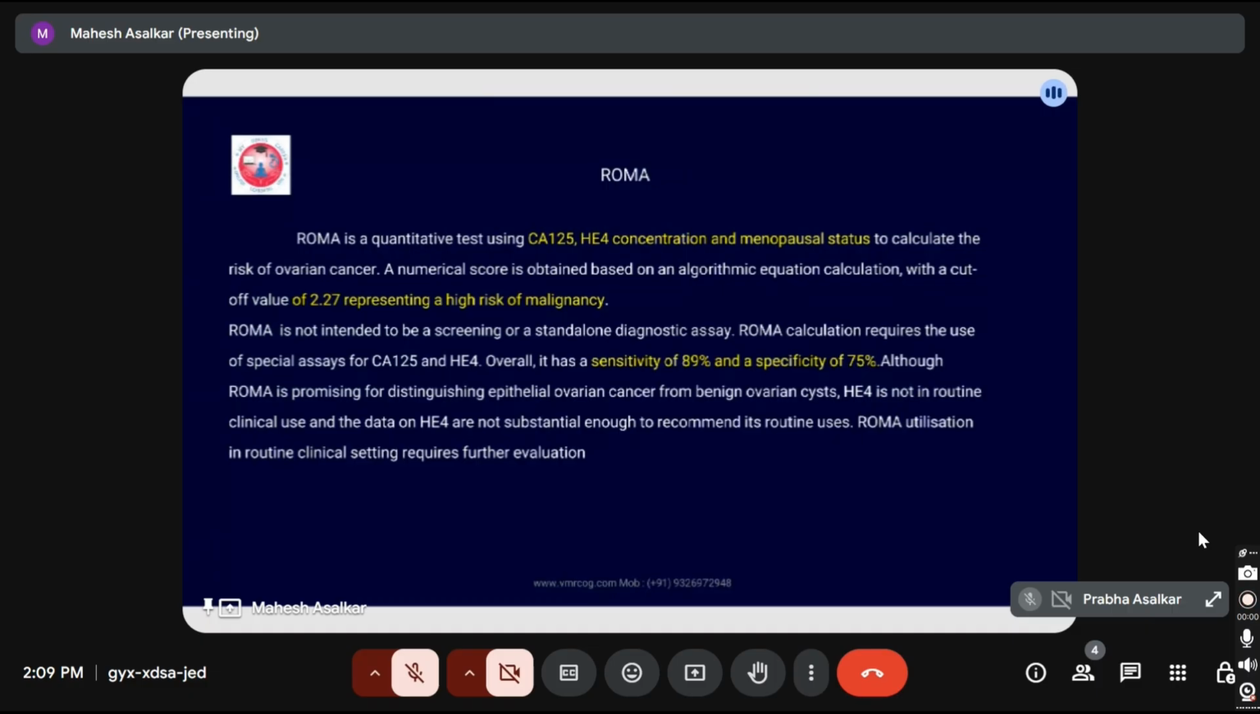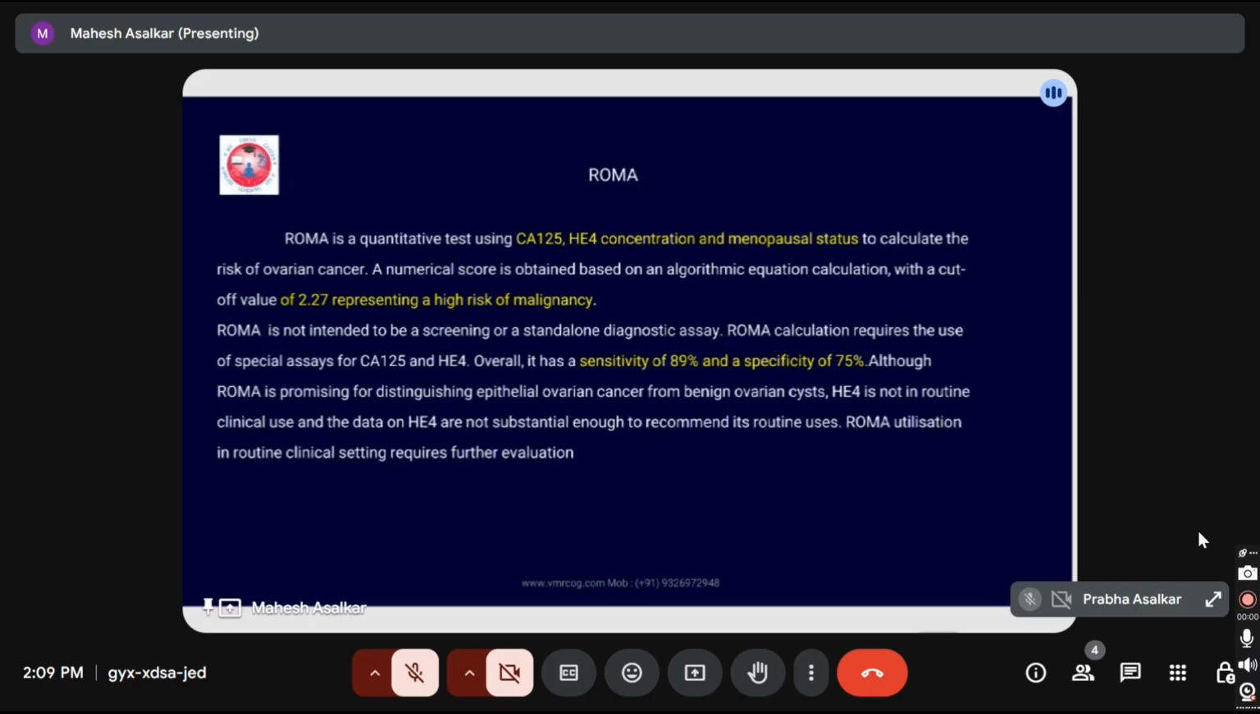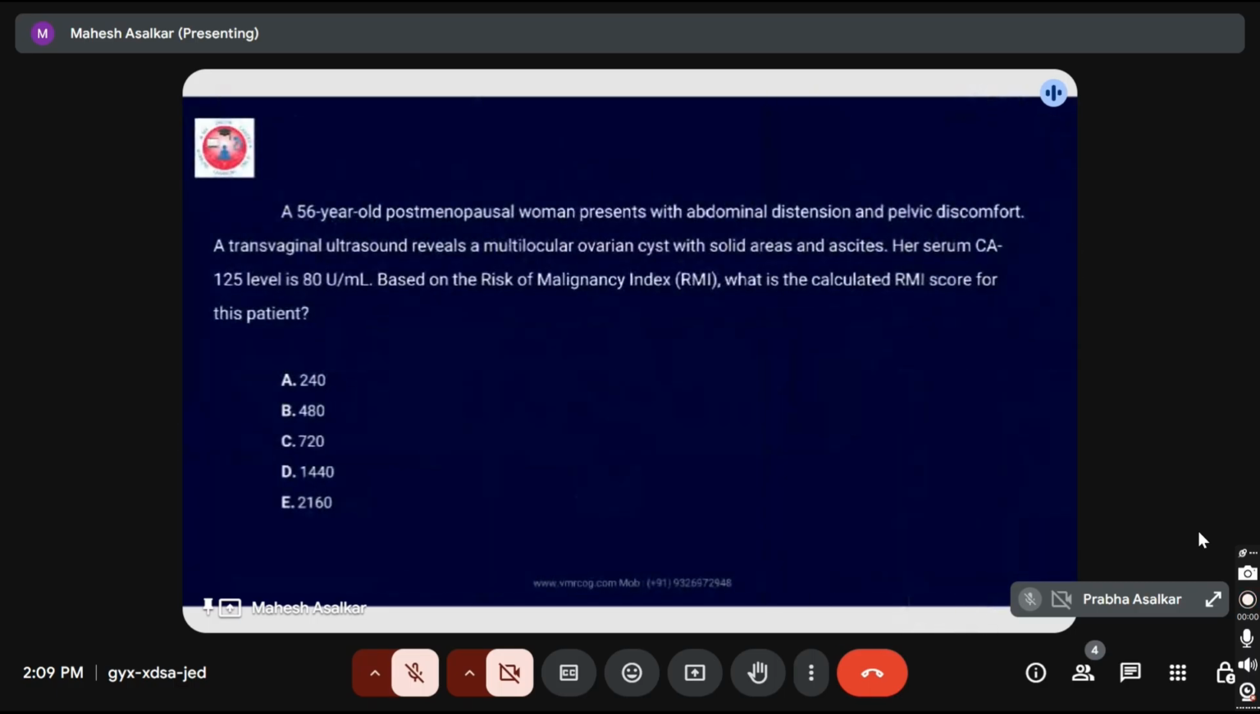Okay, so ROMA is not indicated to be a screening or standalone diagnostic assay. ROMA calculation requires the use of special assays of CA125 and HE4. However, HE4 is not routinely available. Okay, it has got a sensitivity of 89%, specificity of 75%. So high sensitivity as compared to RMI, but not easily available.